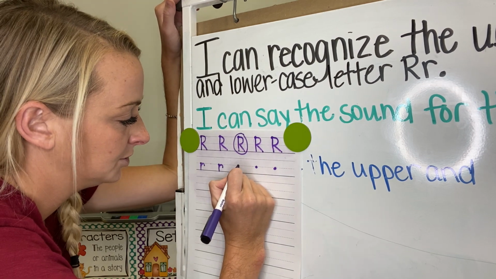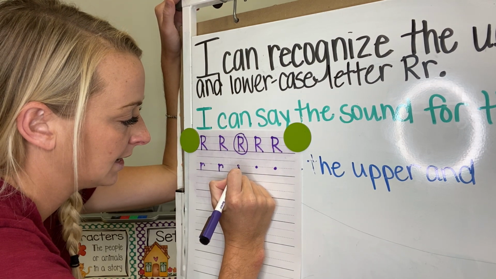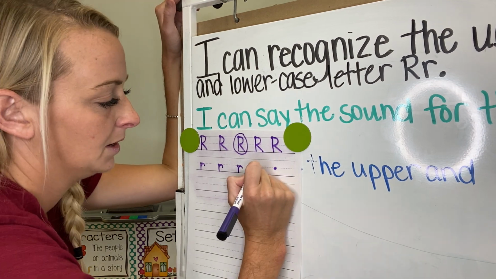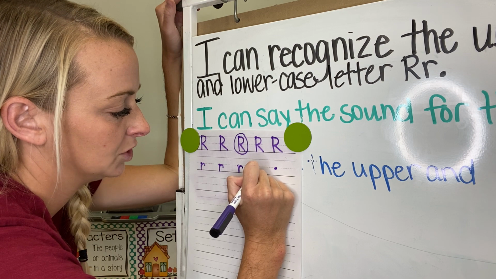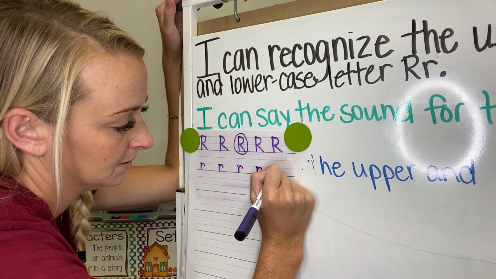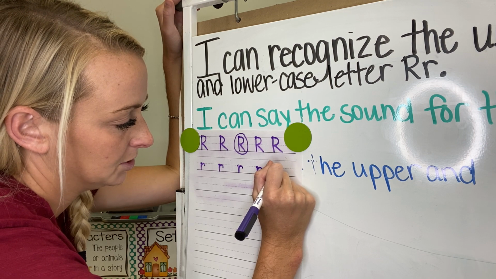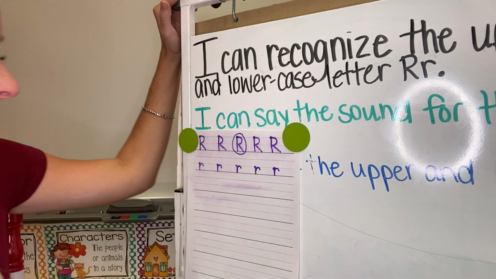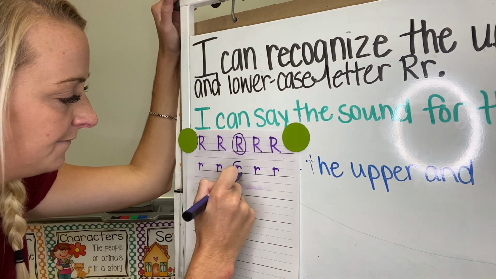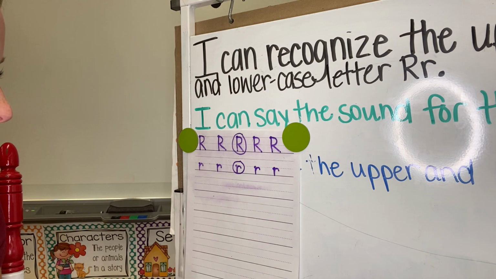Try that again. Straight line down, retrace back up, make your hook. And one more time. Straight line down, retrace back up, and make your hook. So I'm going to go back and look, and I think this one was my best effort, so I'm going to circle it.